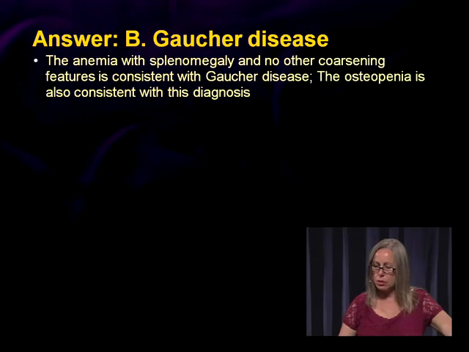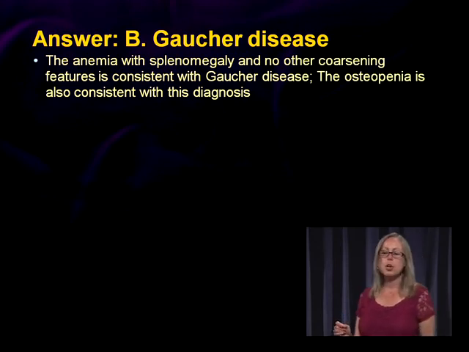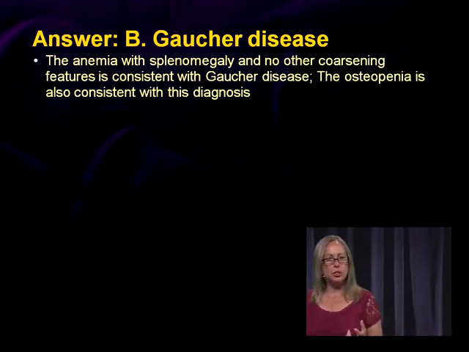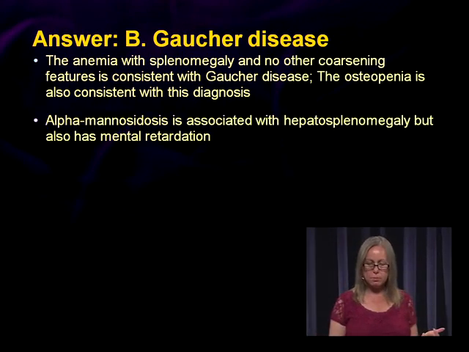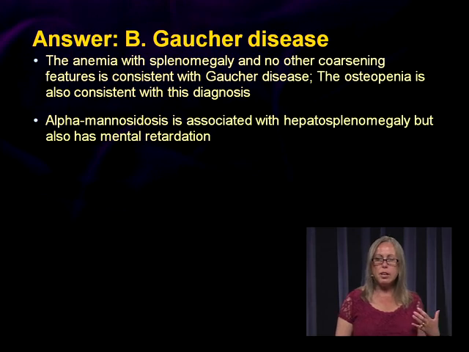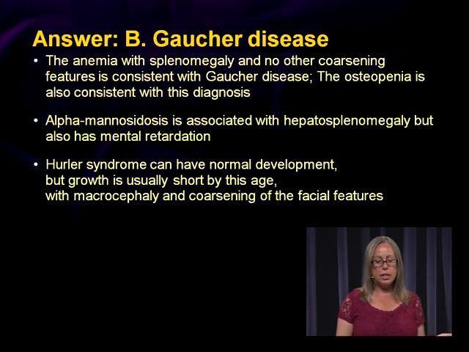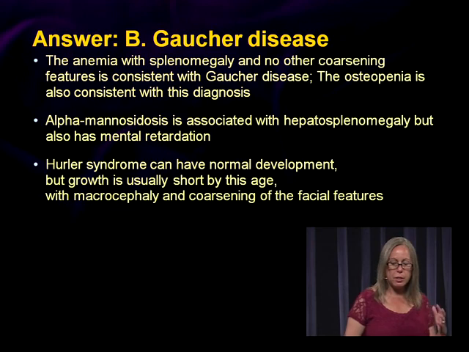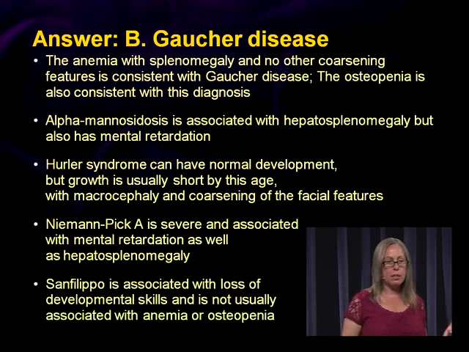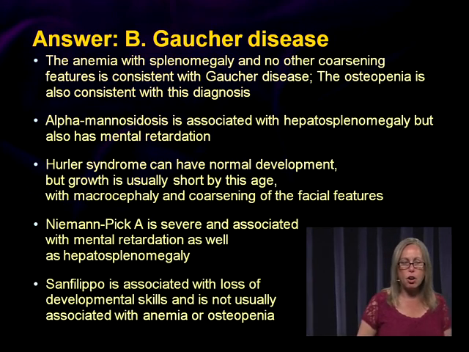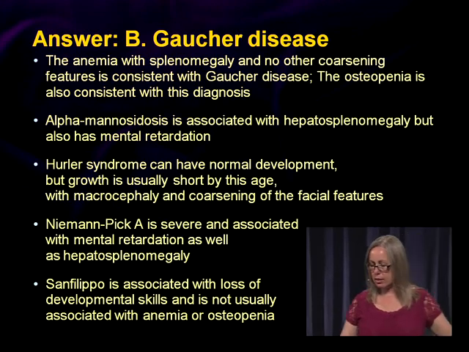So this is Gaucher's. The anemia with splenomegaly and no other coarsening features is consistent with Gaucher's, and also the osteopenia is the other clue. Alpha-mannosidosis has hepatosplenomegaly, but also has mental retardation. Hurler's could have normal development, but growth is usually short. There's usually macrocephaly and coarsening of the facial features. Niemann-Pick A is severe and associated with mental retardation as well as hepatosplenomegaly. And then Sanfilippo is characterized by loss of skills and regression and usually doesn't have anemia or osteopenia.